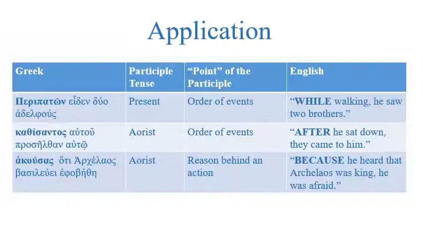Finally, we can also see a reason behind an action. In the story of the flight to Egypt from the Gospel of Matthew, we have this phrase, akousas hoti archelaos basalue ephobethe. The subject here is Joseph, and he's the one who akousas, he hears. Because he heard, aorist shows that it's a past tense, a tense before the main verb. Because he heard that Archelaus was king, he was afraid.